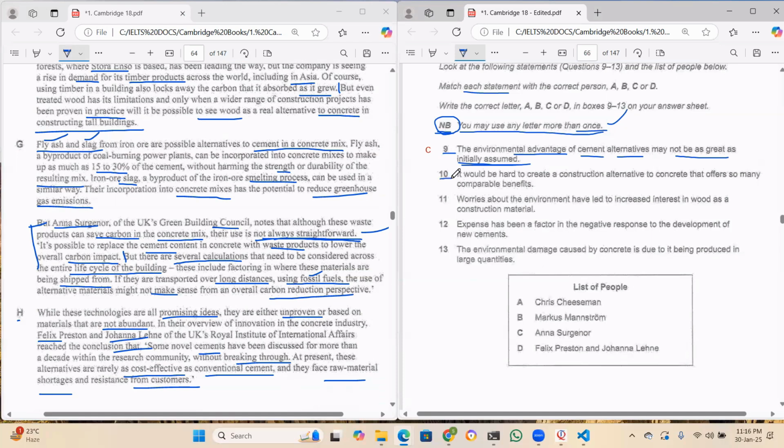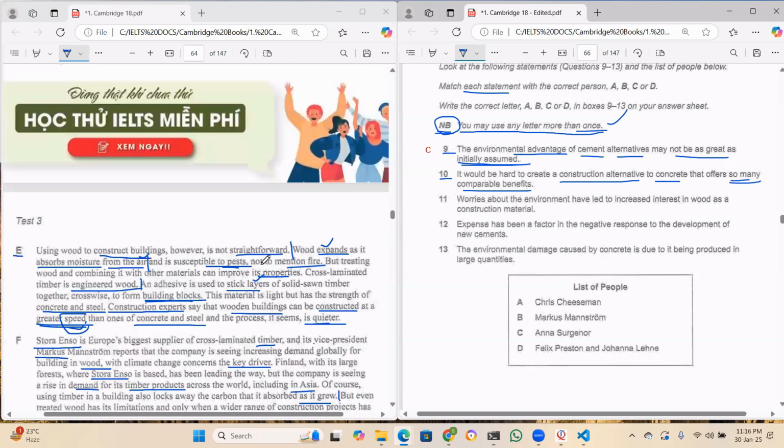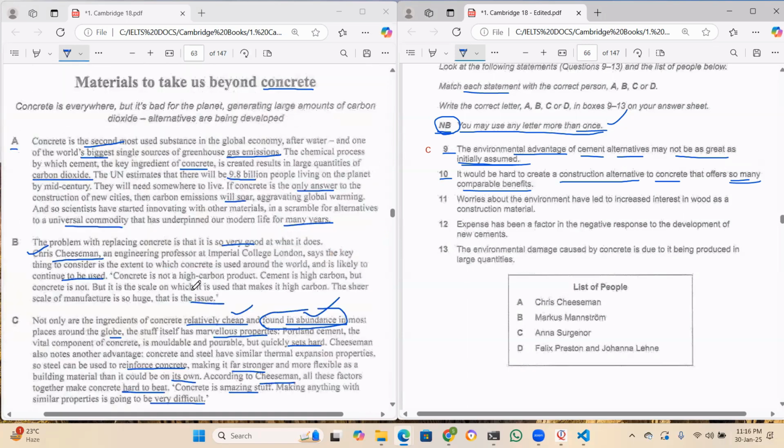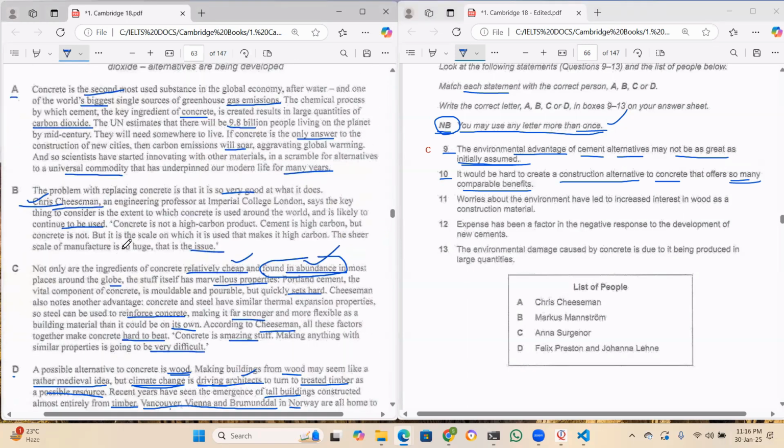Next, the 10th one. It would be hard to create a construction alternative to concrete that offers so many comparable benefits. Who said this? Now tell me. I remember well who said this, because I read this in the beginning, right? Someone was talking about the benefits of using concrete. In the beginning, who was the guy? Yes, Cheeseman. He was talking something about this. What was that and where is the answer? Let's read.